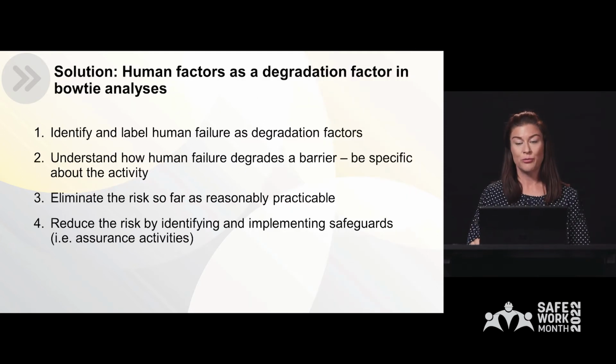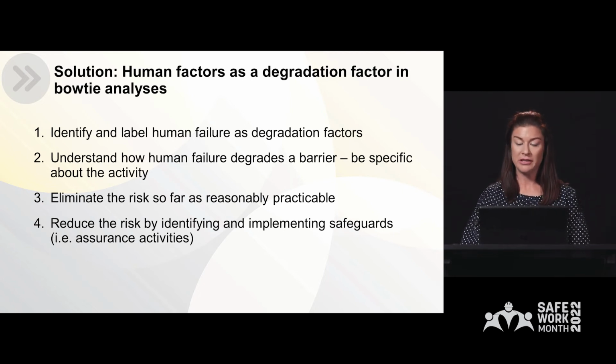The solution to this problem is to include human factors as degradation factors rather than threats in the bowtie analyses. This process involves, firstly, identifying and labelling specific human failures as degradation factors. Secondly, understanding how human failure can degrade each barrier. That is, the human failure inputted should be specific to the barrier. It is not enough to use the generic term human failure.